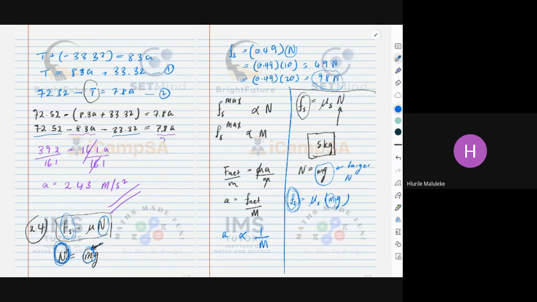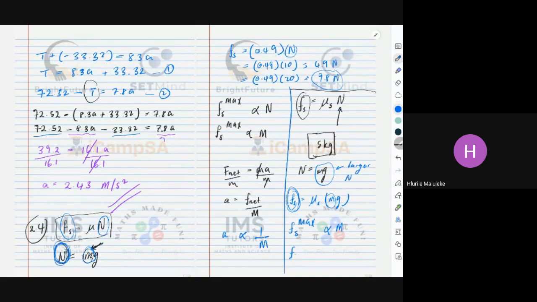So this is what happens. If you say, we can then say Fs max is directly proportional to mass. This means if you increase the mass, you increase Fs. If you decrease the mass, you decrease Fs.